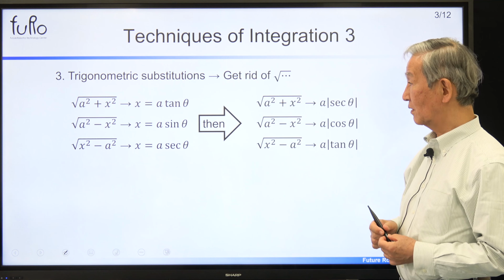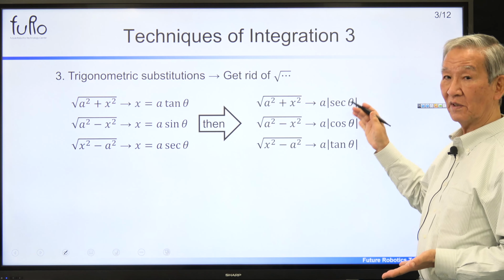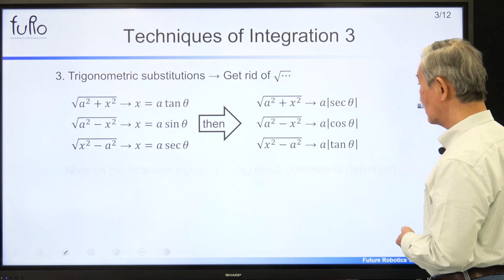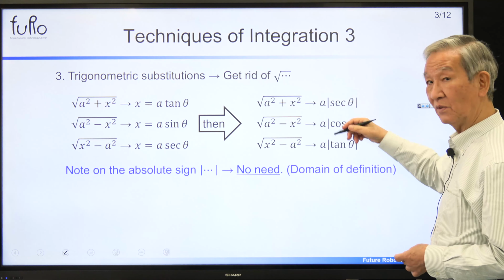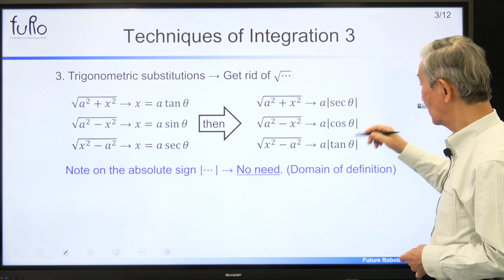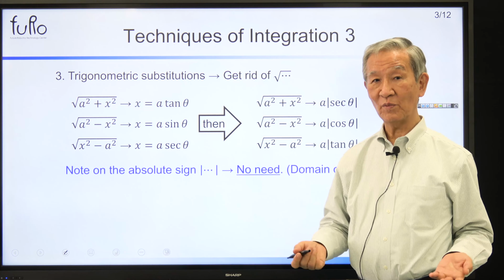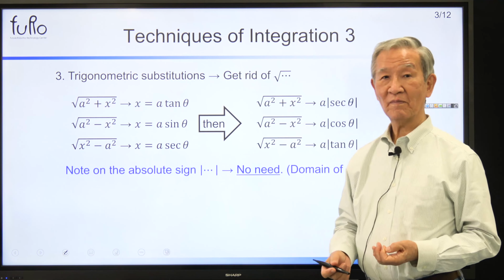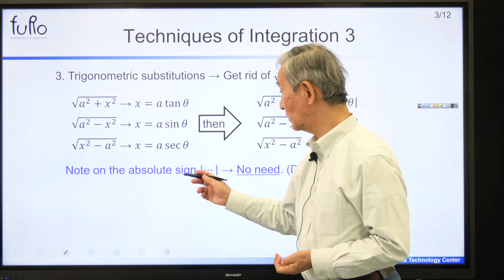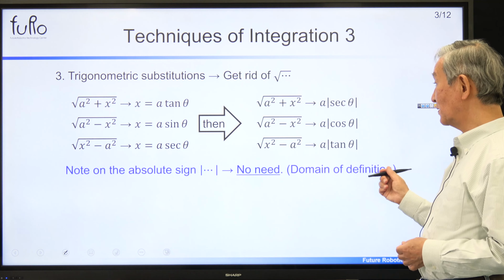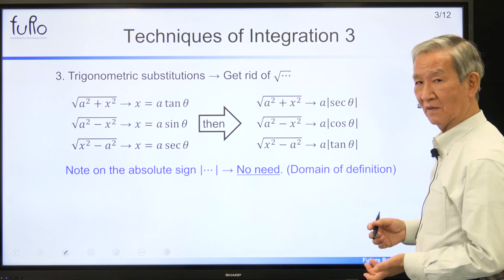Okay. Well, so this is much easier than the square root, but you still have this absolute sign. So probably you ask, what can we do about the absolute sign? My answer is that there is no need for the absolute sign. The domain of definition will take care of those.